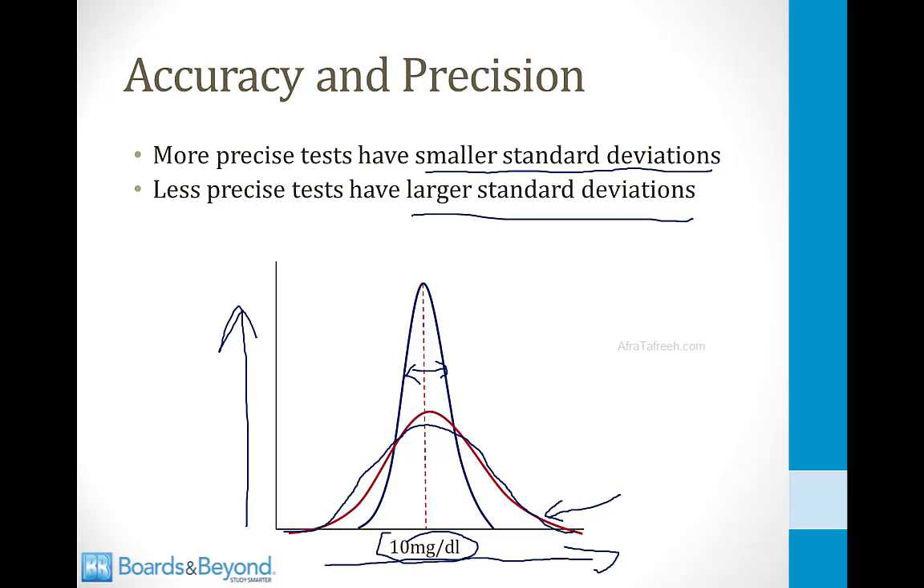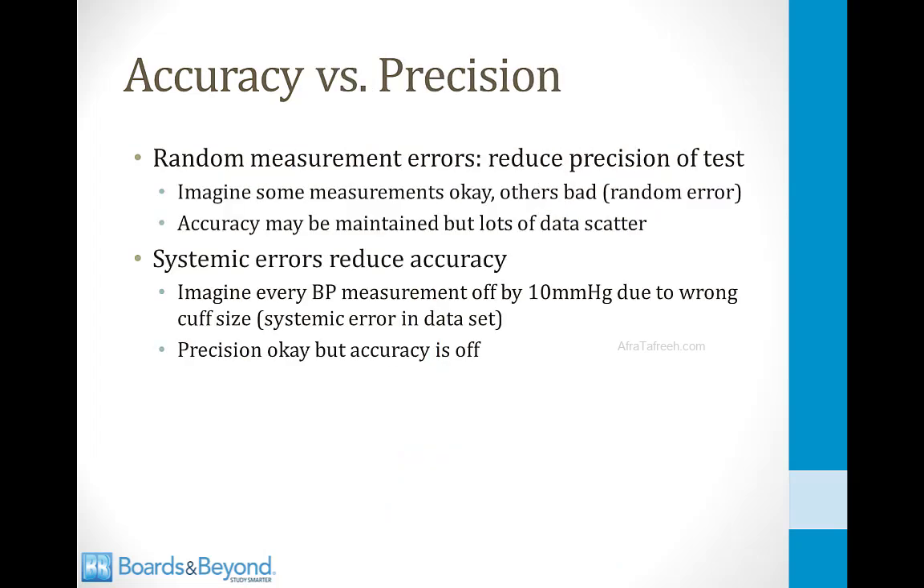And so the better your data measurement is, the more closely you get the same number with repeated measurements, the more precise a test you have. So imagine that you have a machine for measuring glucose and it has random measurement errors. So sometimes the measurements are okay, but then other times it's slightly off. This is called random error.